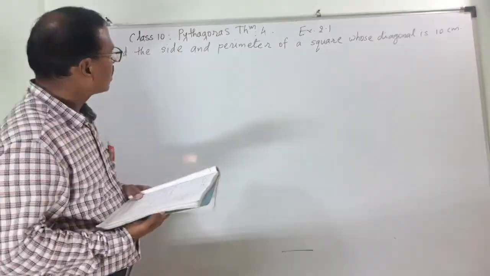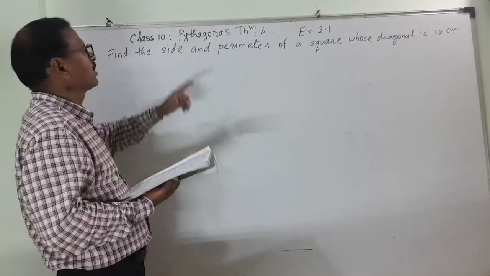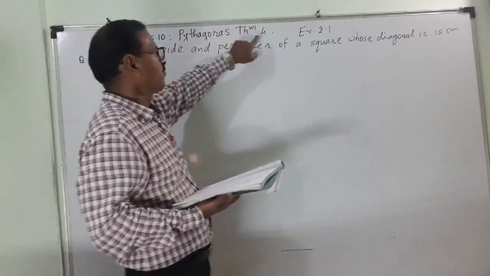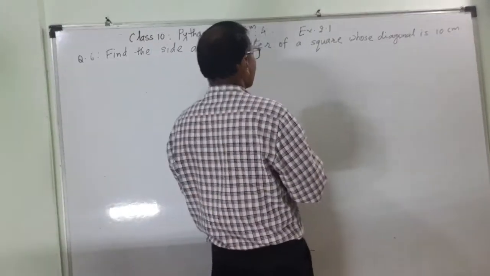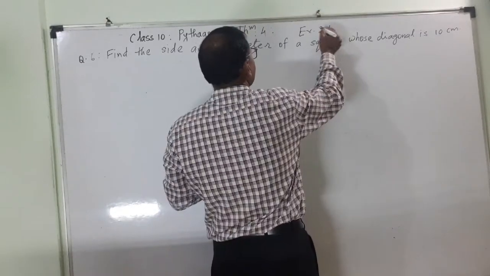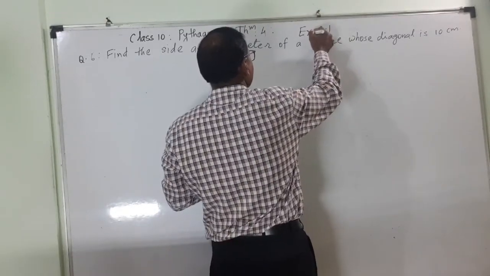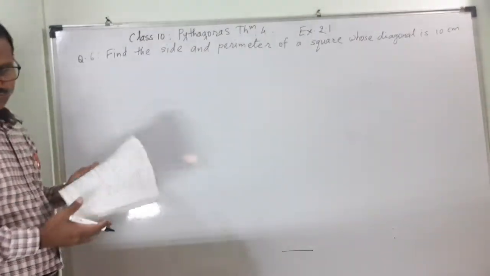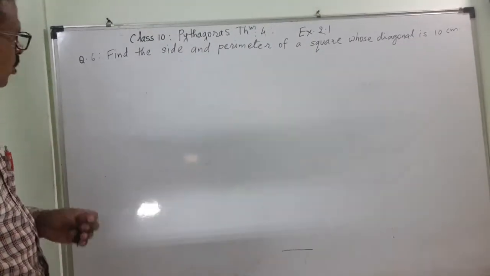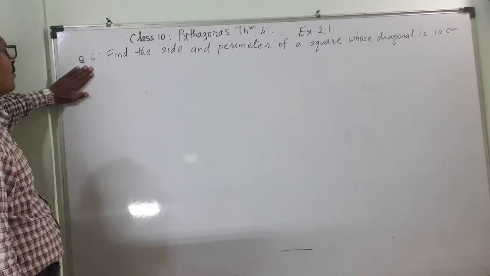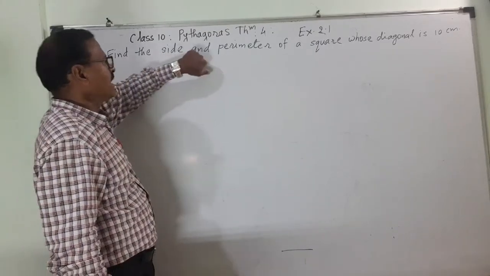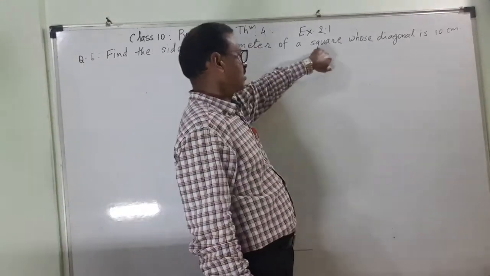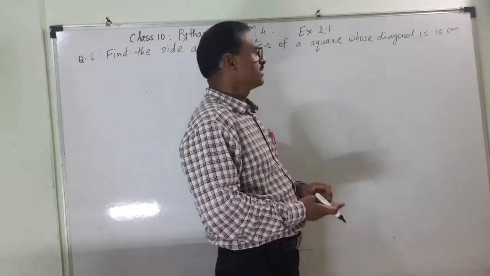We are in Pythagoras theorem lesson 2. This is lecture number 4, Exercise 2.1 that we were doing. In the last video we completed up to question number 5. Now the sixth question I have already written on the board. Question number 6: Find the side and the perimeter of a square whose diagonal is 10 centimeter.